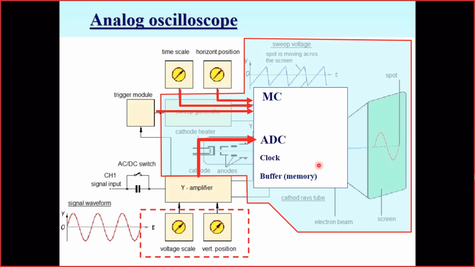What is still not related directly to the microcontroller is that we still need an analog amplifier here. We need an analog amplifier because we need to adjust the output voltage of the amplifier to the ADC input voltage, so we can adjust the signal to the analog-to-digital converter input range. So we have this amplifier, and the regulation of the voltage scale and vertical position is actually a question of how this analog amplifier works.